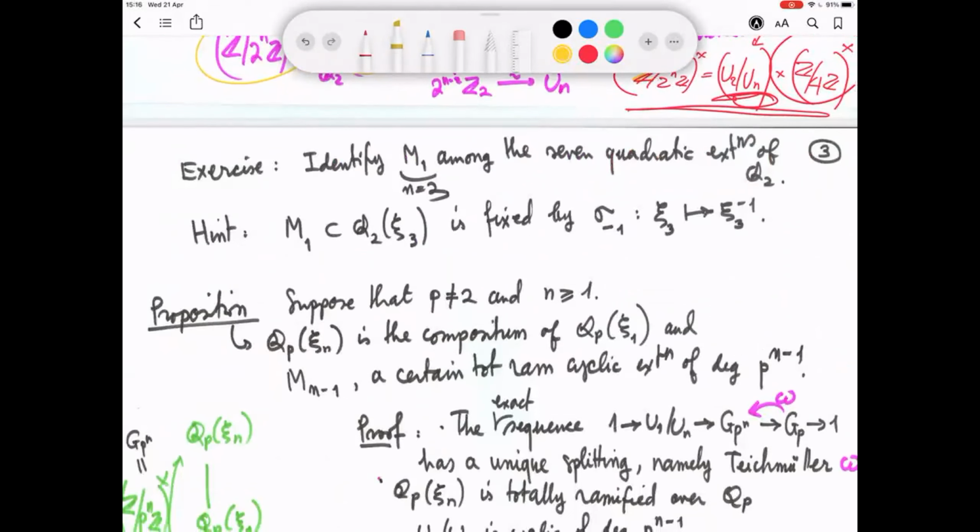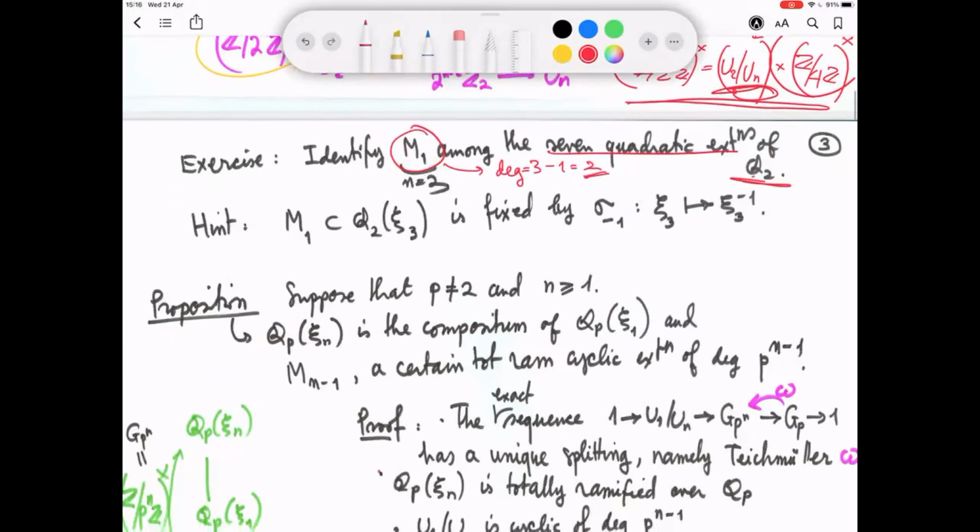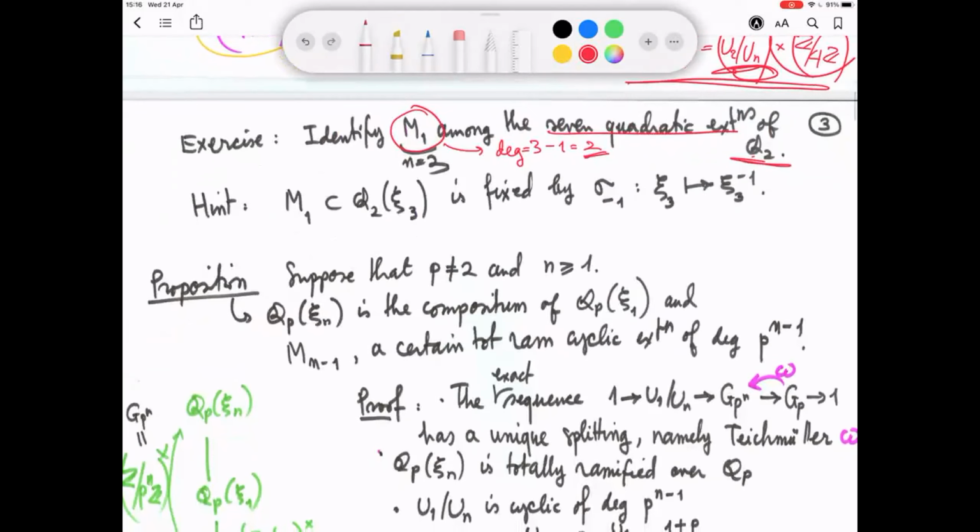So when n is equal to 3, then what happens? Then this M1 has to be, of course, a quadratic extension, right? Because it's of degree 3 minus 1, which is 2. So it's a quadratic extension. And we know all the 7 quadratic extensions of Q2. So you have to identify which one is M1.